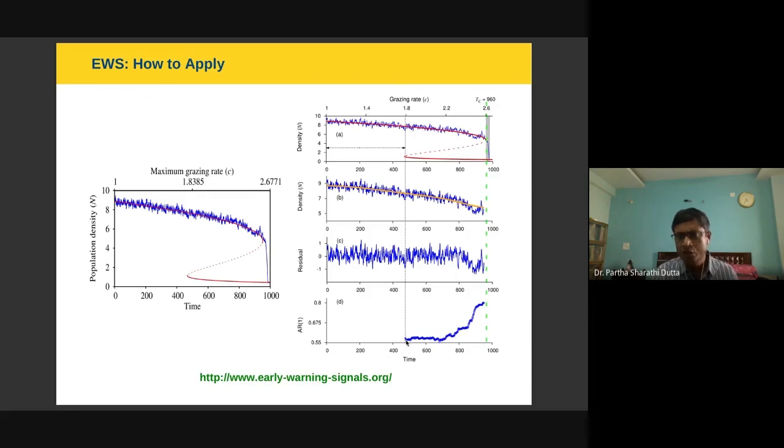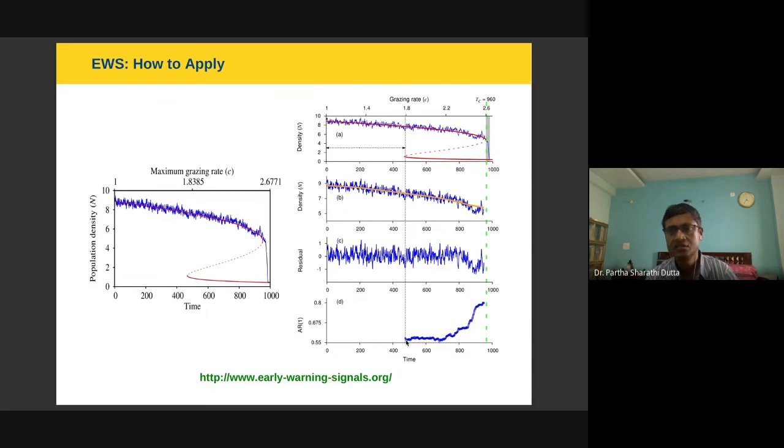Then I move my window. So I take points 1 to 481. Then again, I calculate the autocorrelation and plot it. And then I keep on moving my window until I have the last 50% of points, 480 to 960. Then I plot it. So the moment I plot all the ensemble averages in a moving window, I see that there is an increasing trend. And this increasing trend actually signifies the presence of critical slowing down.